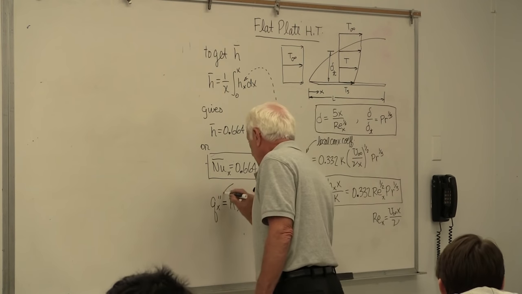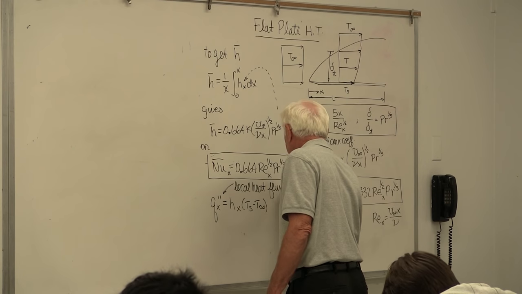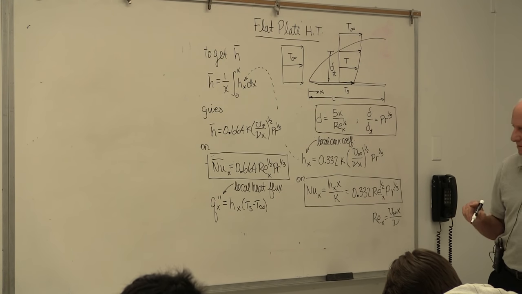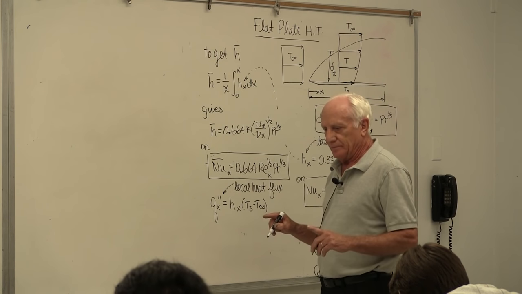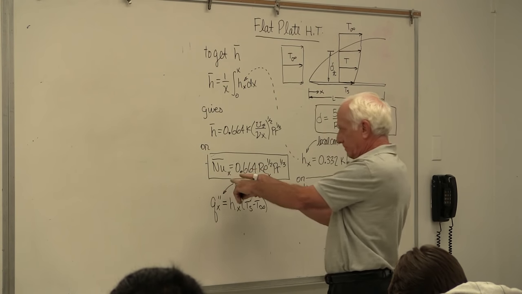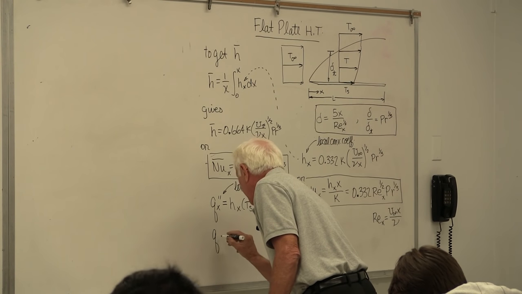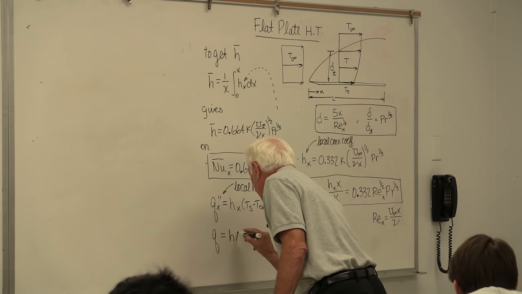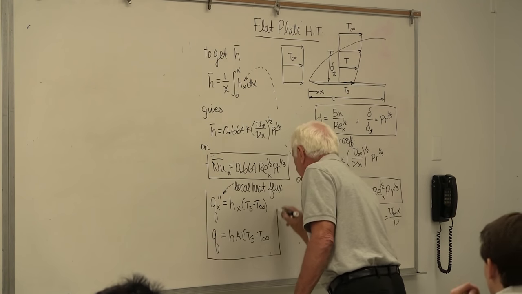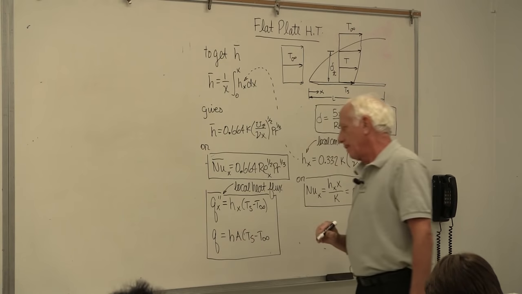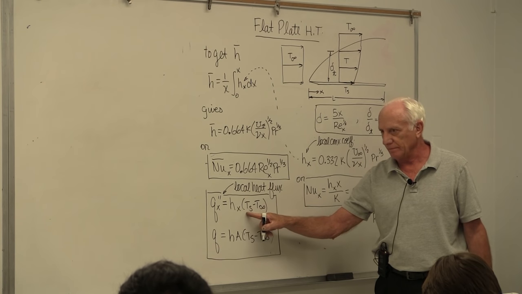q_x double prime is called the local heat flux. Local means it depends on x. Heat flux means per square meter. Local heat flux. If I want the heat rate, then I want q. The heat rate is h A (Ts minus T infinity). That's the heat rate. This one's in watts. This one's in watts per square meter. Okay.